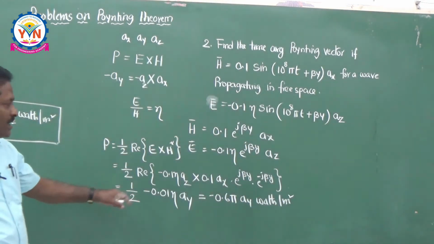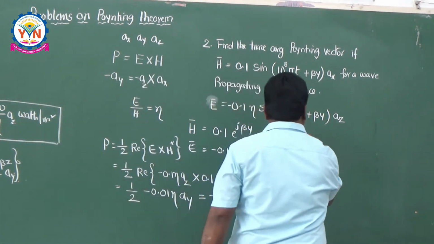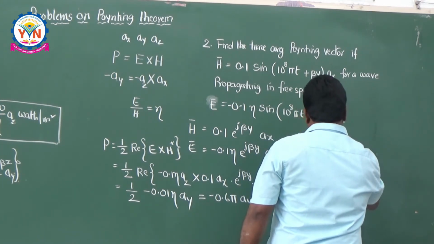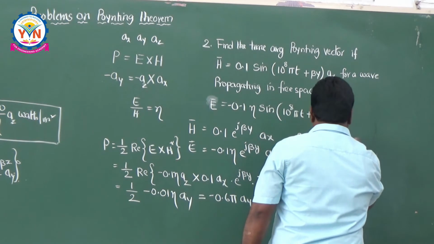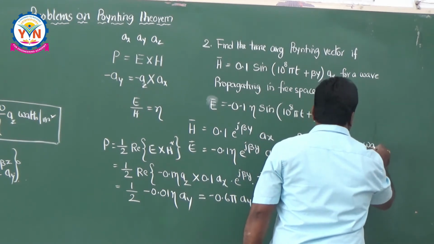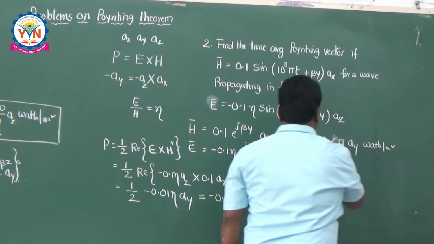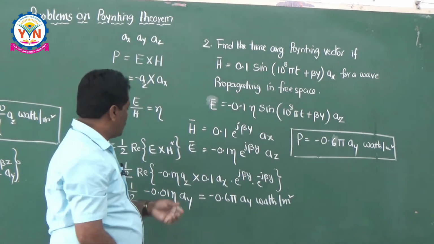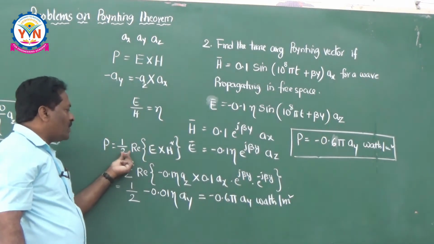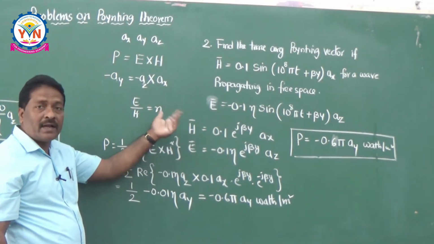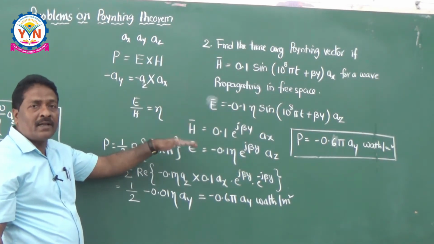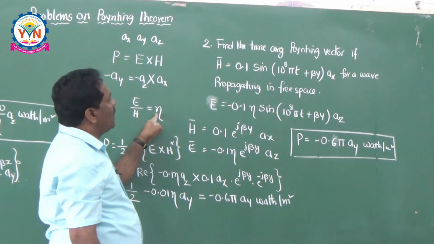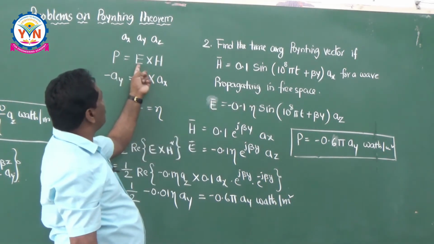Is it visible? Otherwise I can write here, power P is equal to average power is equal to minus 0.6 pi ay watts per meter square. So this is the answer for this problem. Very simple, friends. You know how to write down this complex power: half into real part of E cross H. You have to know how to write down the equations for the electric field and magnetic field. As it is in free space, I have used the relation E by H is equal to eta. And for knowing the directions, always remember P is equal to E cross H.